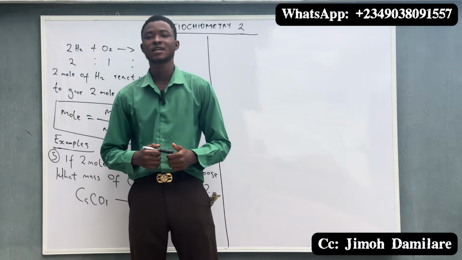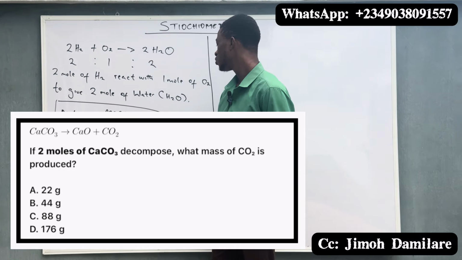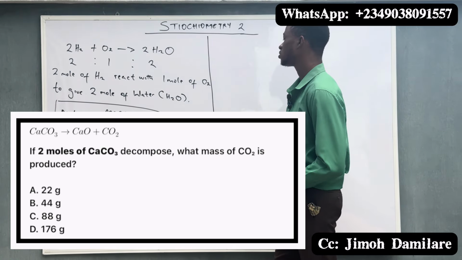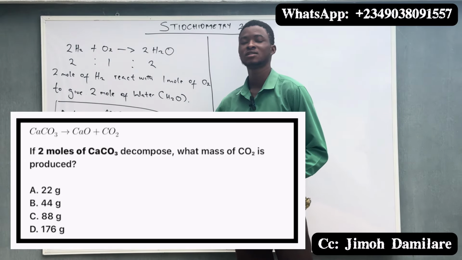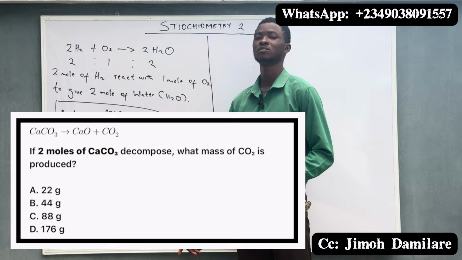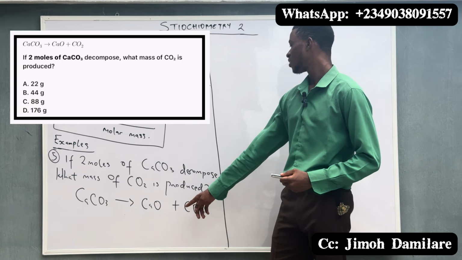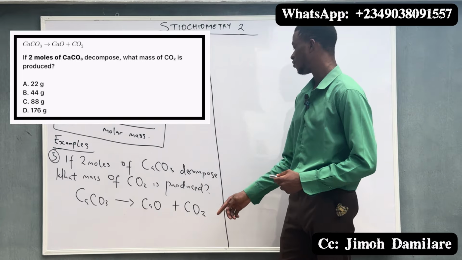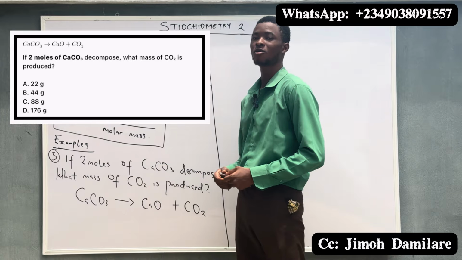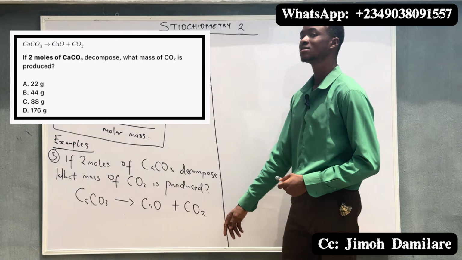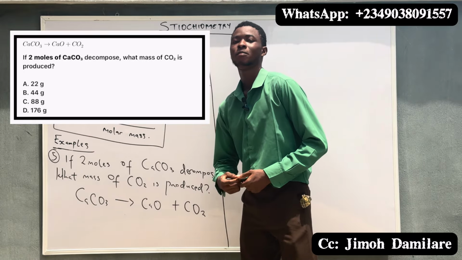Moving to the fifth example, the question as displayed on the screen says that if 2 moles of CaCO3 decompose, what mass of CO2 is produced? So this is talking about the decomposition of calcium trioxocarbonate(IV). If CaCO3 decomposes, we are going to have calcium oxide and carbon(IV) oxide. Whenever CO3 is present in a chemical compound, if it's decomposed, we are going to get CO2. In this kind of question, we have been given the balanced equation.